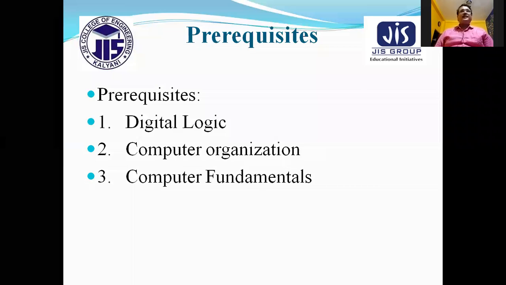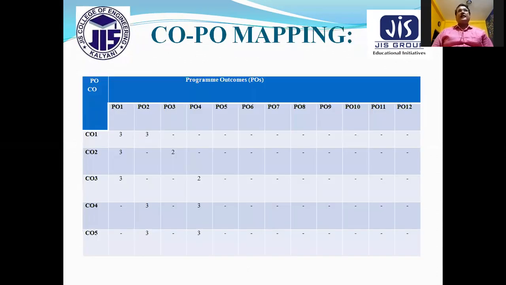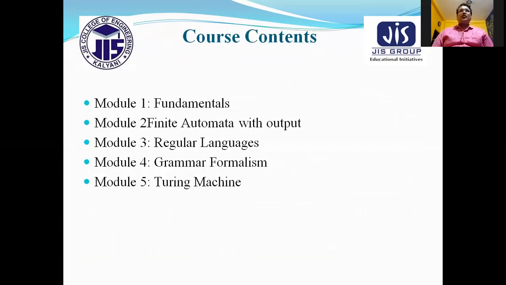As you know, the prerequisites of your subject are digital logic, computer organization and computer fundamentals. And the course outcomes mean that after completion of the course, you are aware of these things. And these are the CO-PO mapping, and these are the course content which we are going to learn in this course.